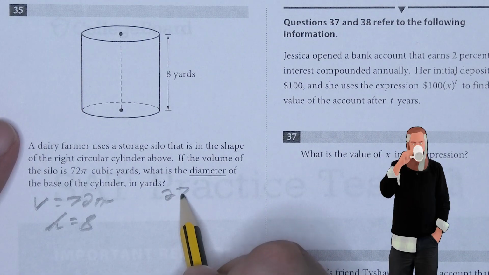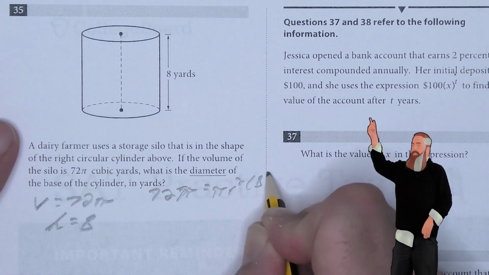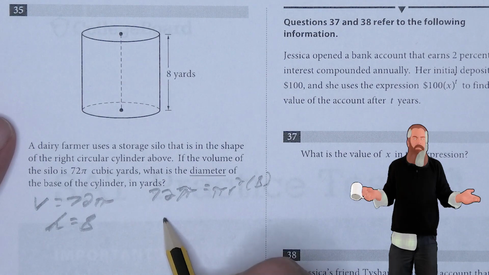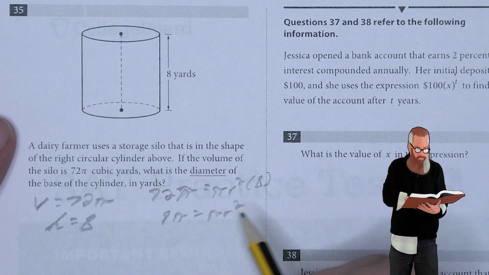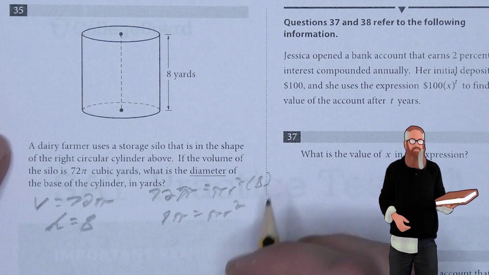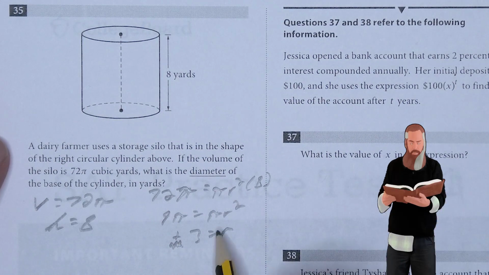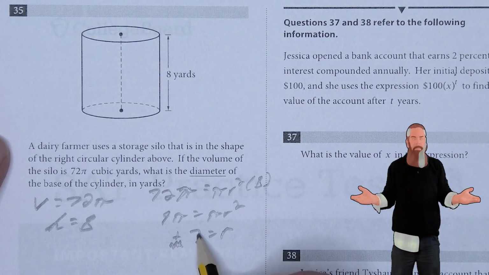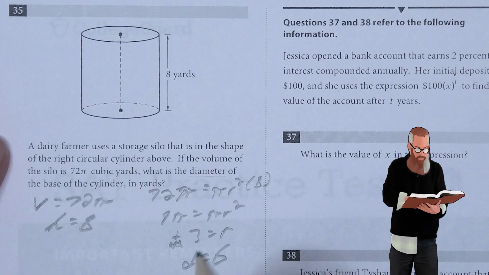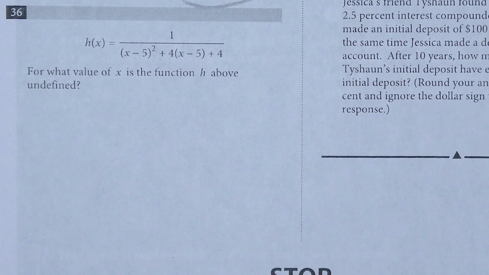This means that I can deal with 72 pi is equal to pi r squared times 8, which means that I have 9 pi is equal to pi r squared. Dividing both sides by pi, and taking the square root means that I would have plus or minus 3 is equal to the radius. Now, minus doesn't exist in this case, so 3 is the radius. But remember, it wants to know the diameter, which is equal to 2 times the radius, meaning the diameter is 6.